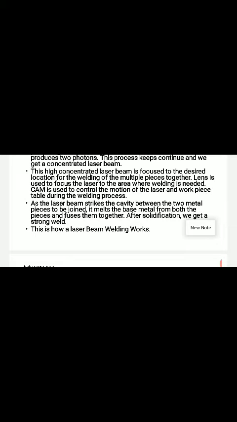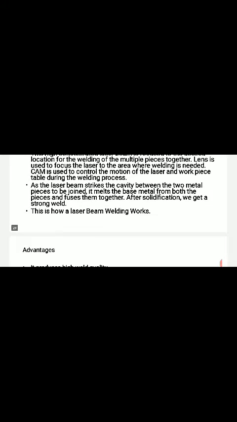So as the laser beam strikes the cavity between the two metal pieces to be joined, it melts the base metal from the pieces and fuses them together. After solidification we get a strong joint. When a strong, high intensity laser beam strikes the surfaces, it melts and vaporizes. Therefore fusion occurs between the two parts to be joined. So this is how laser beam welding works.